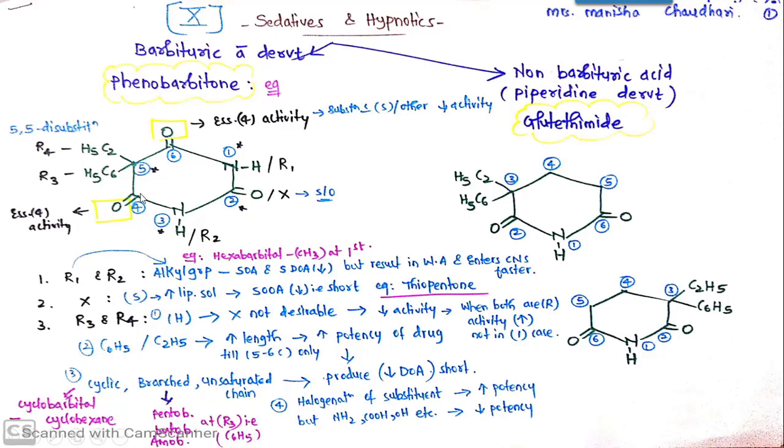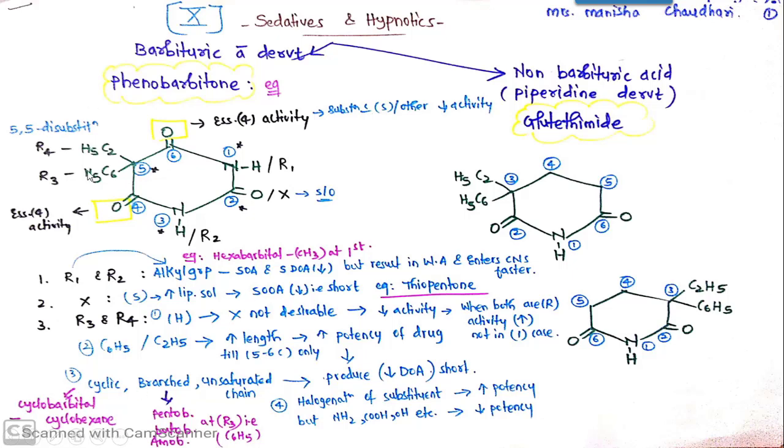Coming towards the second point, this phenyl and ethyl, these are the substituents. This substituent's length can be increased, that means carbon chain length can be increased till 5 to 6 carbons only. As in case of ethyl it is 2 carbons, phenyl it is 6 carbons. So length can be increased till 5 to 6 carbons only, but this is the aromatic ring, this is the straight chain. So if this length is increased to 5 to 6 carbons, then potency of the drug will increase, but beyond this potency will not increase.